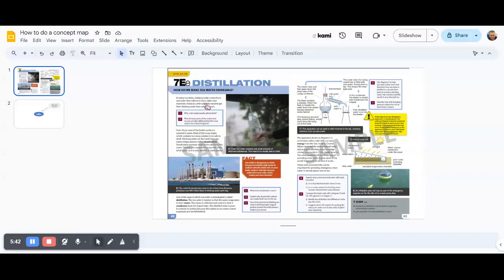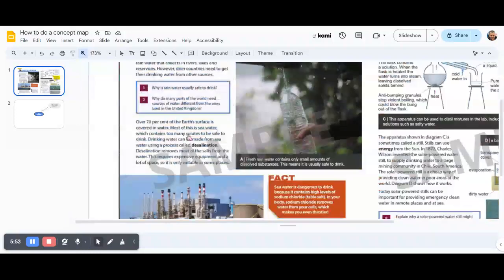It says, in many countries, drinking water comes from rainwater that collects in rivers and lakes. However, drier countries need to get their drinking water from other sources. Now the next paragraph starts with, over 70% of the Earth's surface is covered in water. Most of this is seawater, which contains too many solutes to be safe to drink. That's a really important keyword, because solutes means a solid that has dissolved in a solvent. Here the solvent is water, and the solute could be the sea salt.